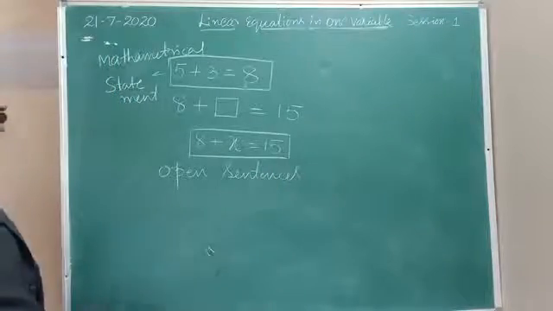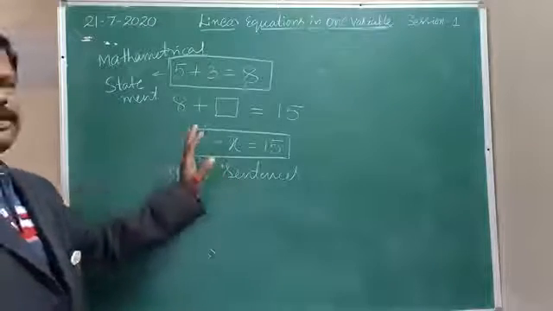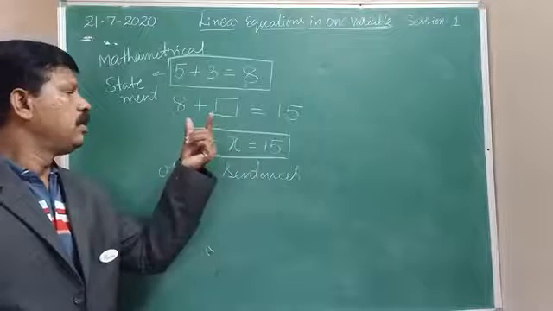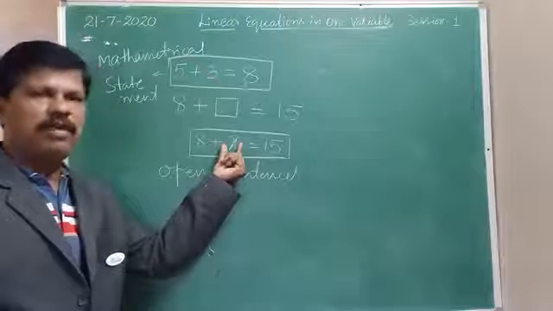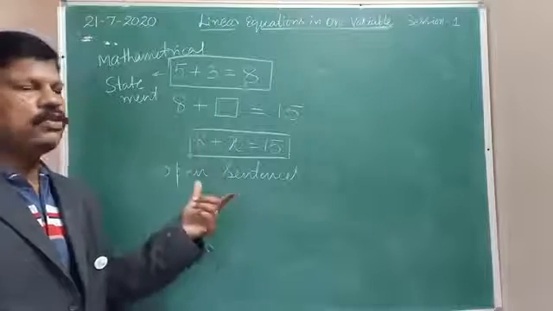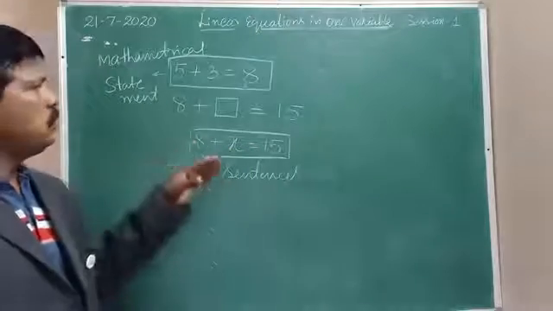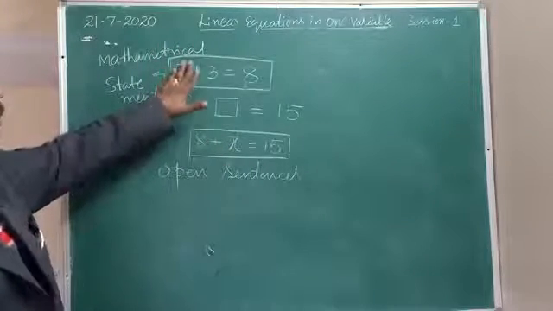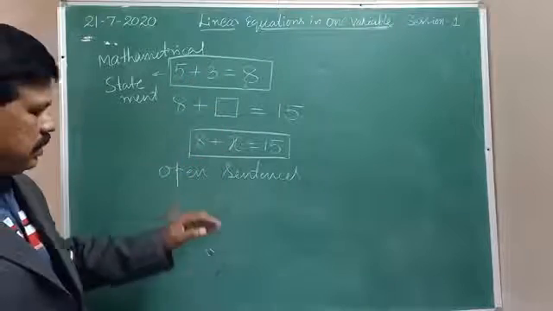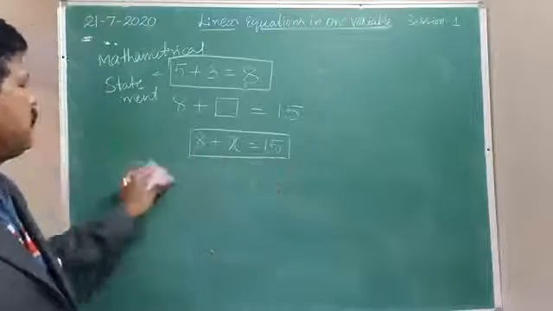Open sentences. Okay. So here, why is it called open? Because there are alphabets. Unless and until we know the value of this, it is not easy to say whether the statement is true or false. So here, in these two statements, we know mathematical sentences and open sentences.